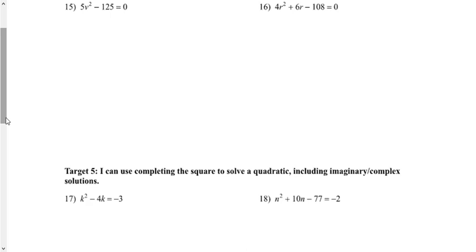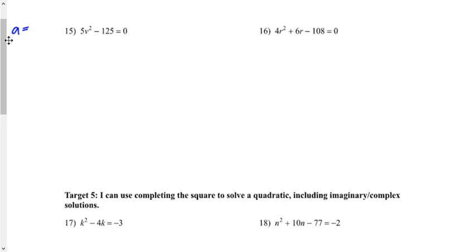5v squared minus 125. Using the quadratic formula still, so I'm going to go ahead and say that my a value is 5. I don't have a b value in this case, so it's actually just going to be 0. And then my c value is negative 125.